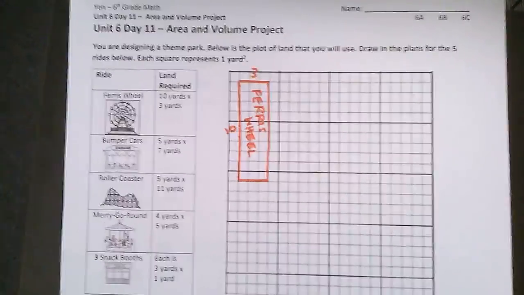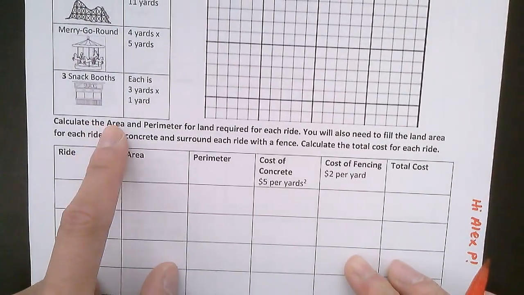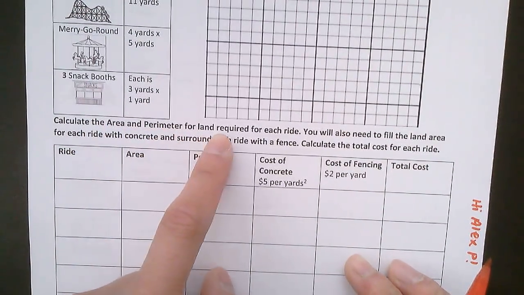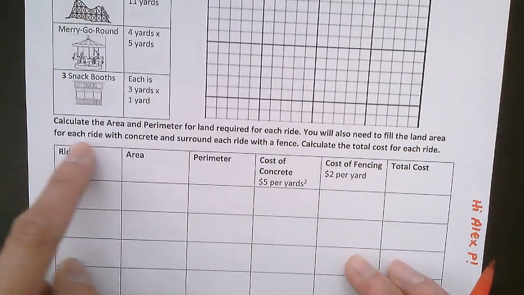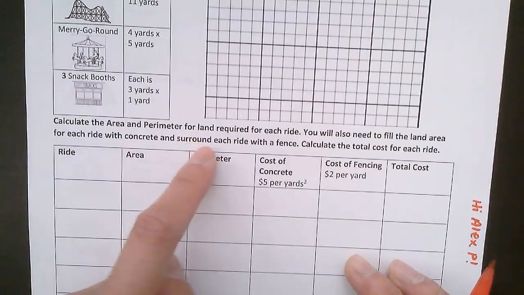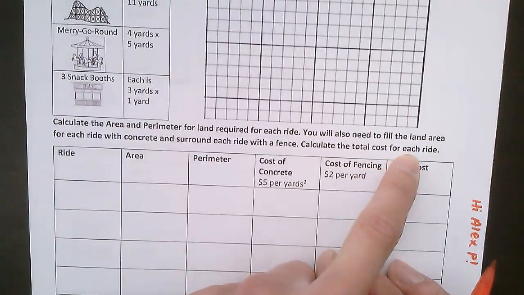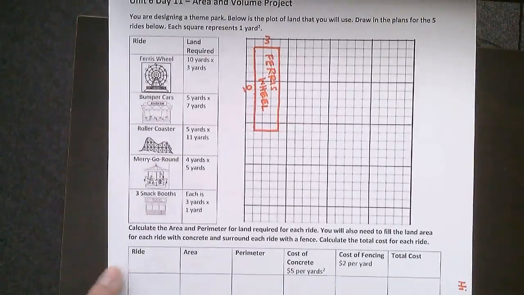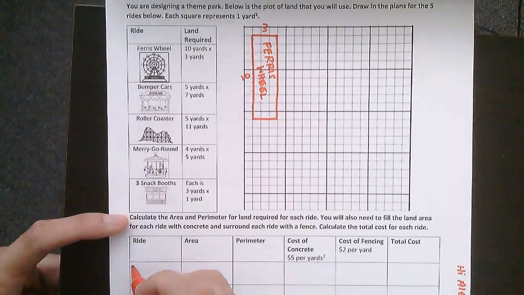And then after I draw it in, let's look at the bottom part. It says, calculate the area and perimeter for land required for each ride. You will also need to fill the land area for each ride with concrete and surround each ride with a fence. Calculate the total cost for each ride. Right, let's do this step by step. So the first step is to just write in what ride it is. So we've drawn in the Ferris wheel, so I'll write in Ferris wheel right here.